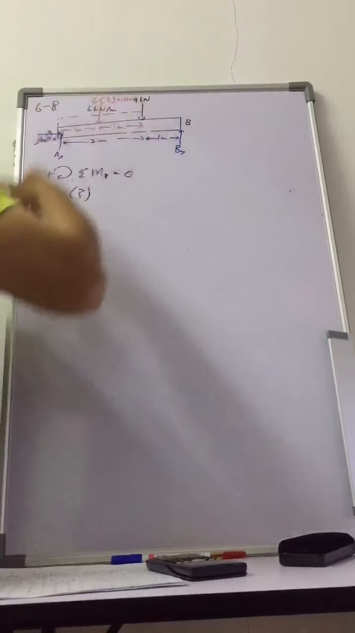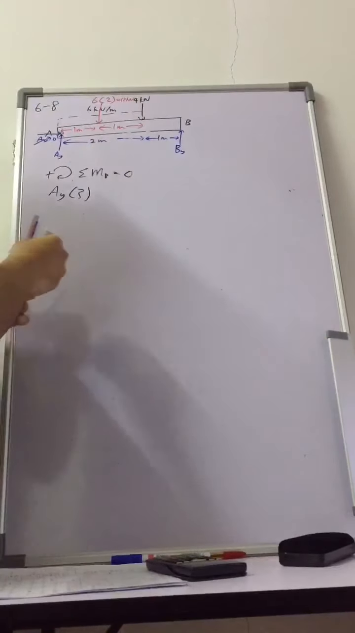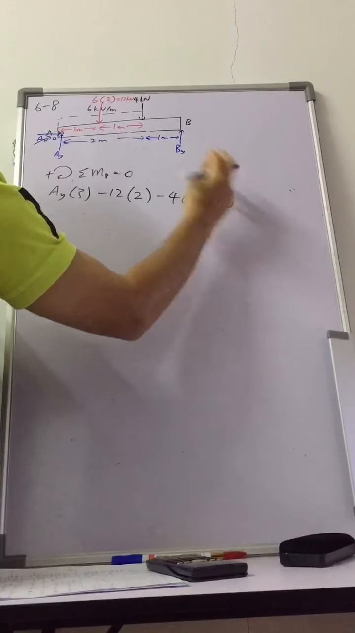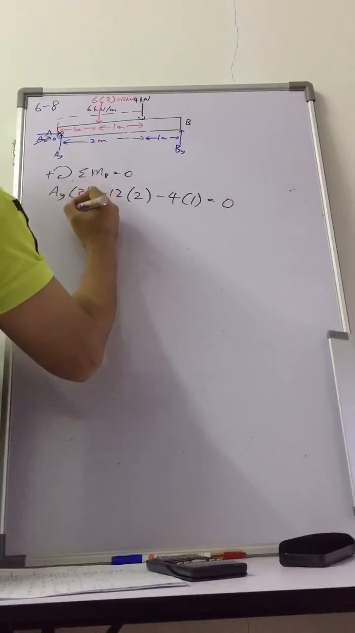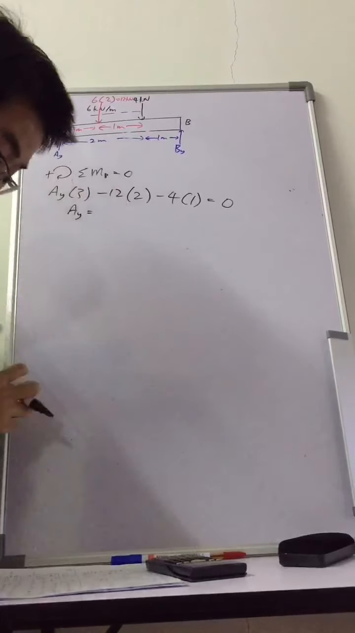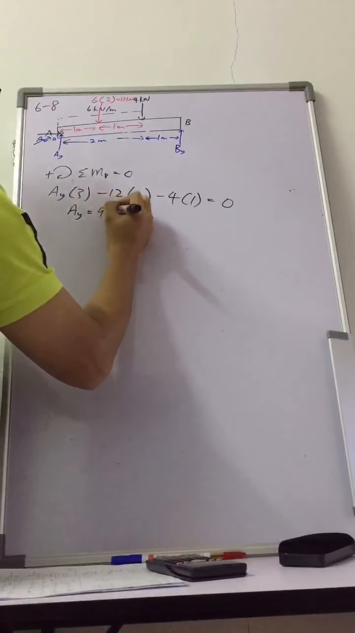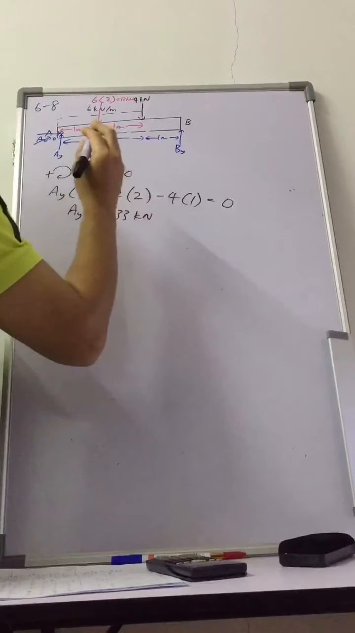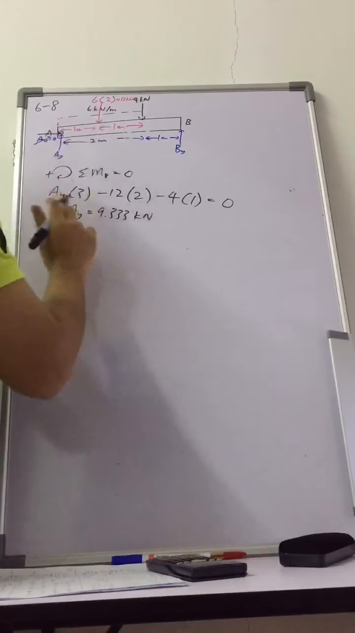So for this equivalent 12 kN, we have minus 12 times how much? 1 plus 1, which is 2, because we are doing moment about point B. And then minus 4 times 1 equals 0. There is no By, because there is no arm for By. So if you solve this, you get Ay equals 9.333 kN.